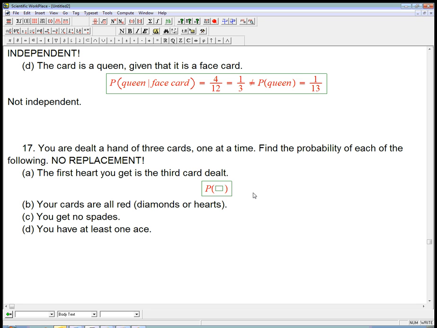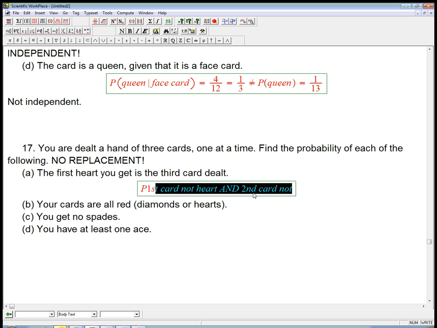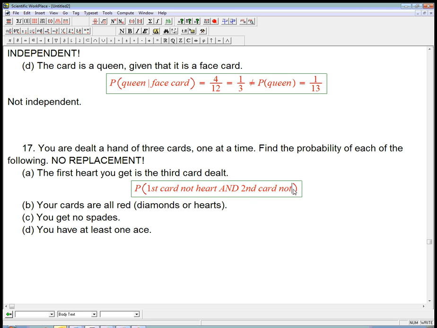Okay, the probability that we're looking for is that the first card is not red. Not a heart, sorry. Okay. And the second card is not. Shoot. Oh, shoot. Silly of me. Put that back. Okay. Not a heart. And the third card is a heart.